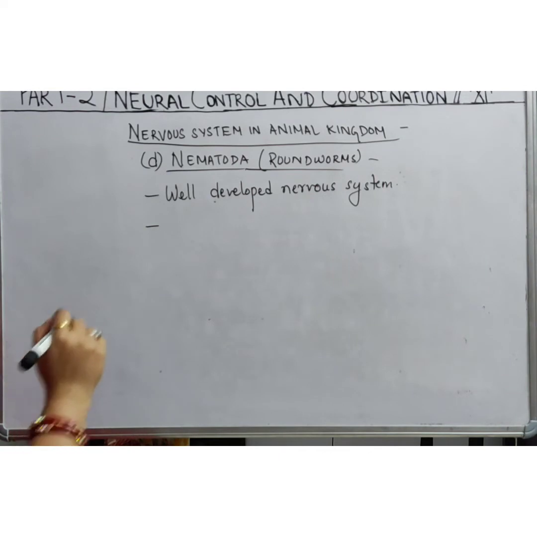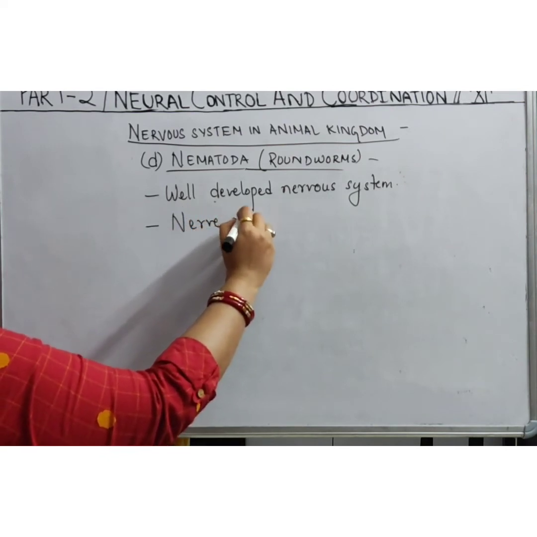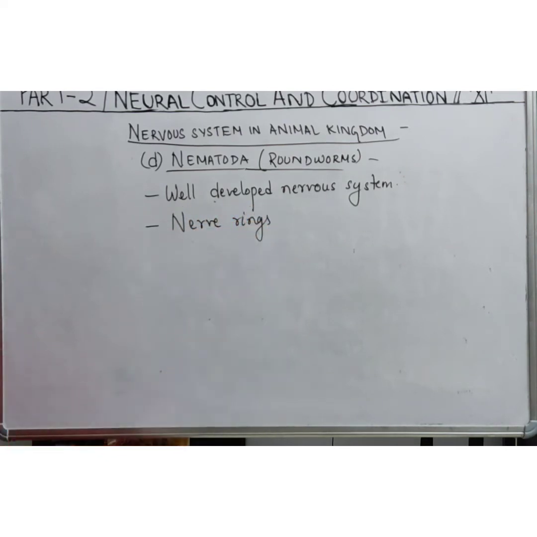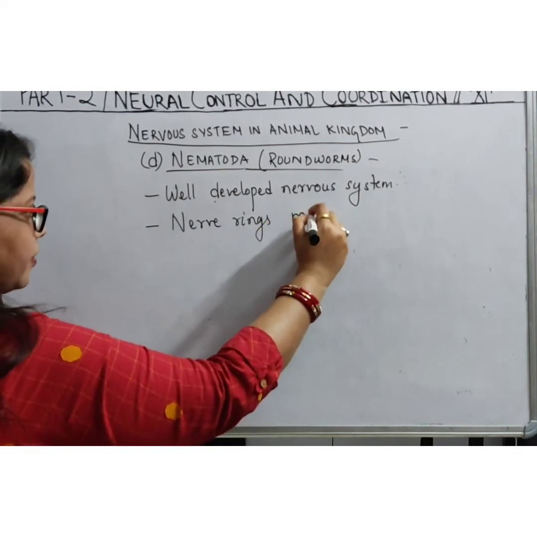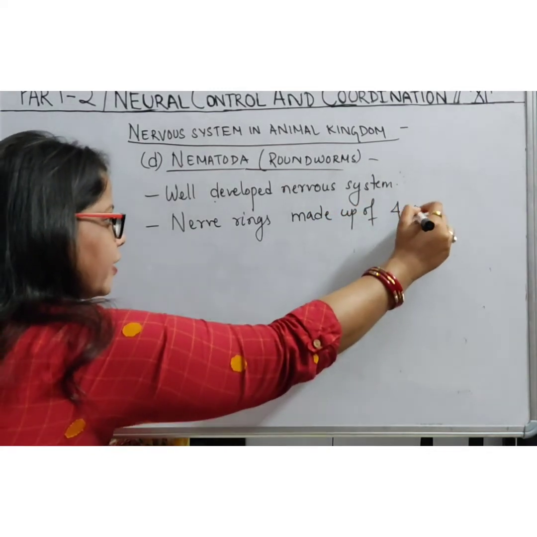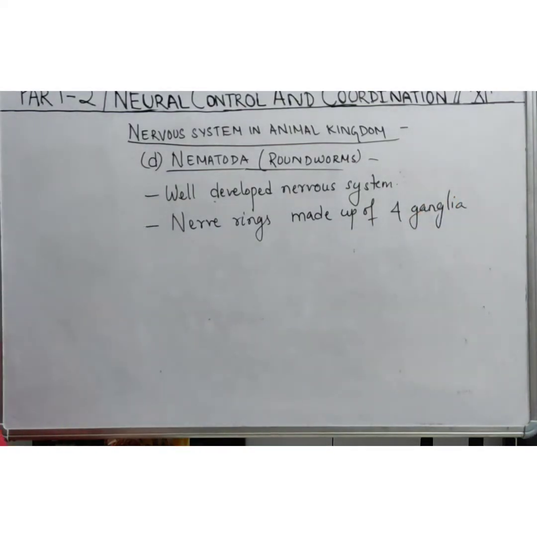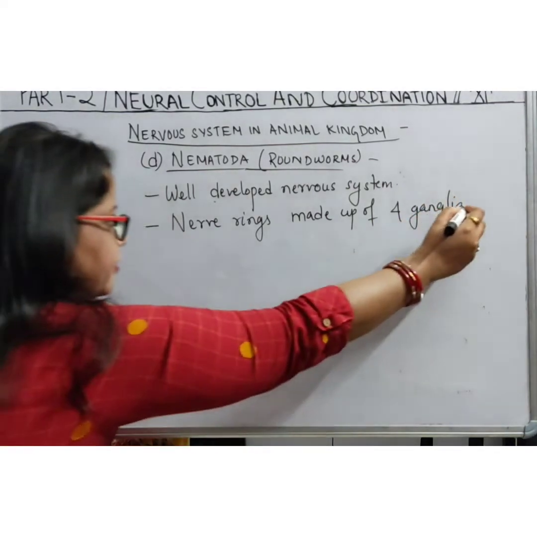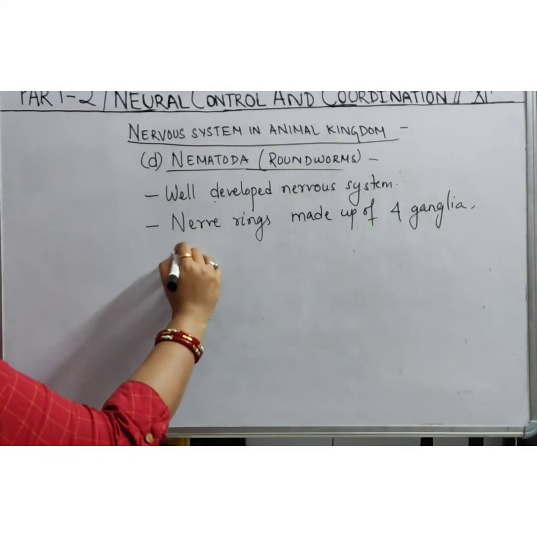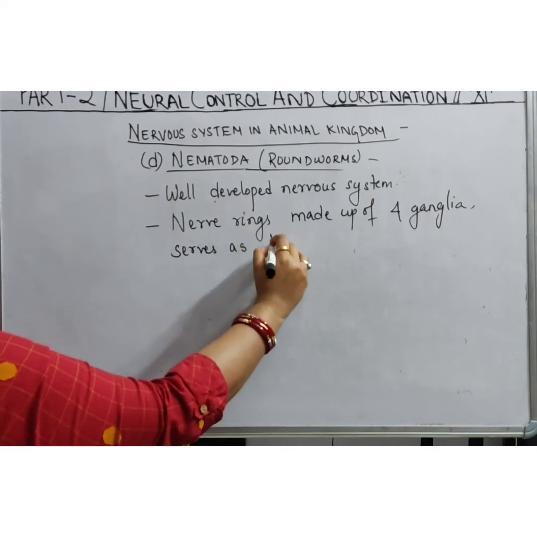Next, like the others we were talking about, they have nerve rings, and these nerve rings are made up of 4 ganglia that serve as the brain.